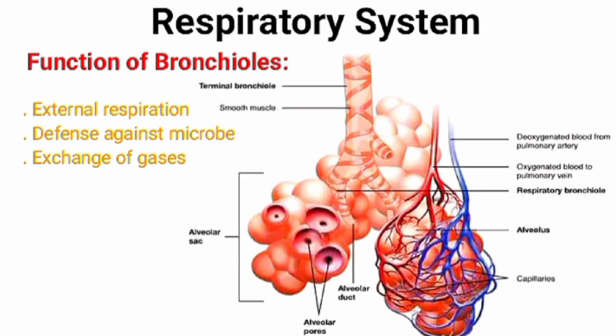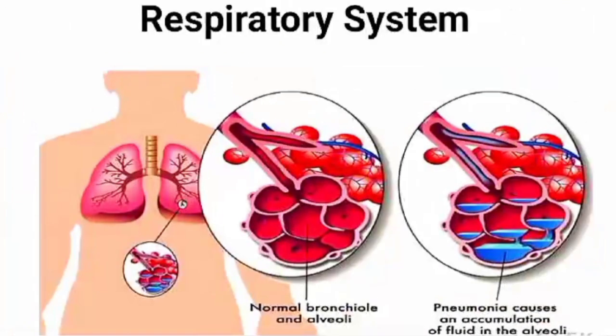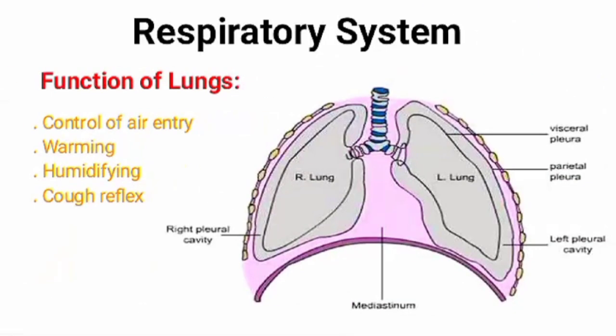The second function is defense against microbes. Protective cells present within the lung tissue include lymphocytes and plasma cells, which produce antibodies. This is the picture of a normal bronchiole and alveoli, and the right side picture is pneumonia, which causes an accumulation of fluid in the alveoli.